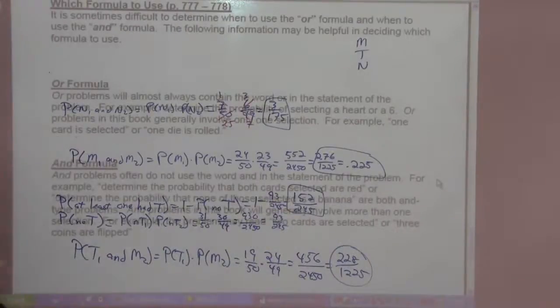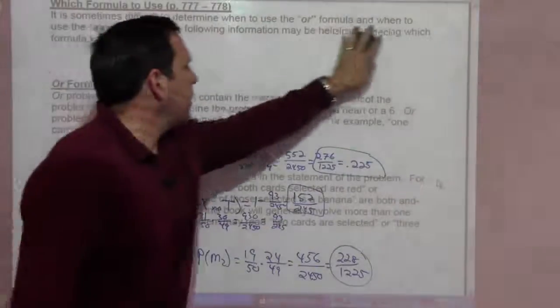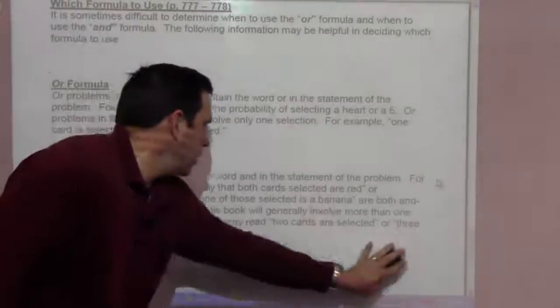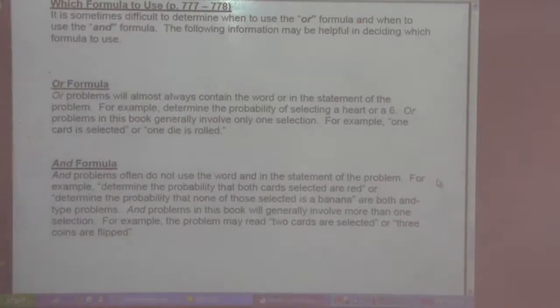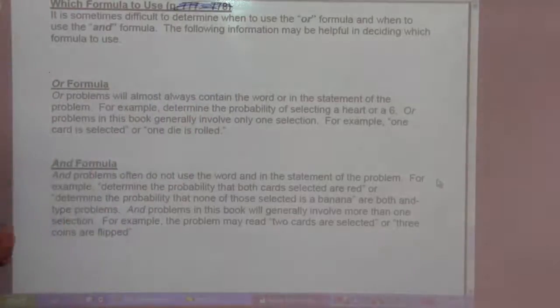Which formula to use? This is from the book. I'm not sure those page numbers are correct though. In fact, no, I don't think these are even in the book anymore. So I'd probably cross that out. But it is sometimes difficult to determine, so get rid of that, when to use the OR formula and when to use the AND formula.